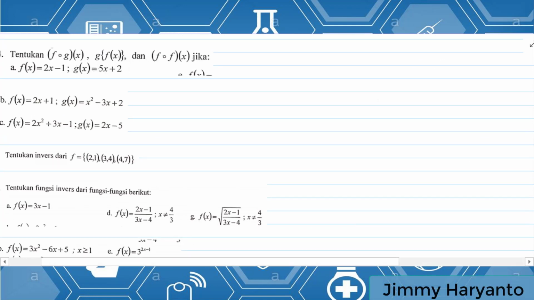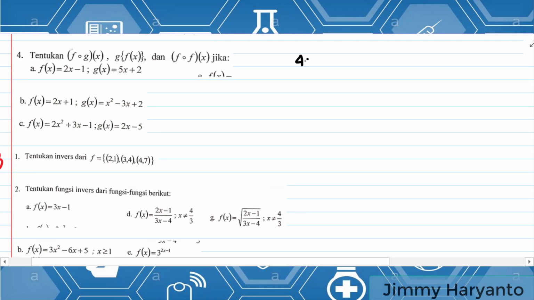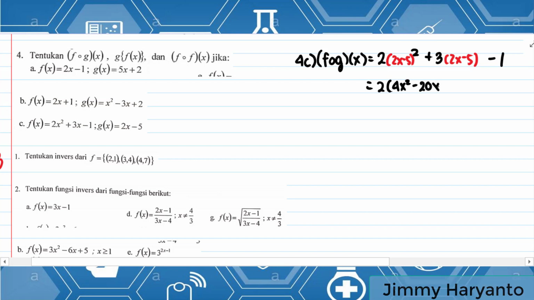And then for C, the first one is F of G of x. That means 2x squared plus 3x minus 1. You have to change this x into the F. The F is 2x minus 5, and this one also 2x minus 5. Okay, so the result will be 2 in the bracket, 4x squared minus 10x minus 10x plus 25, plus 6x minus 15 minus 1.